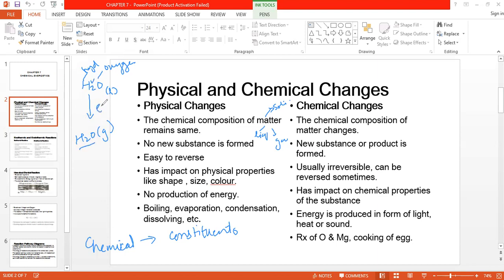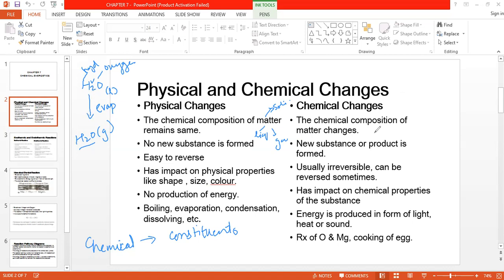This change, which is also known as evaporation, doesn't change the main constituents of water. The composition remains the same. So such a change in which you can see that a change is occurring, but the composition remains the same, is known as a physical change.